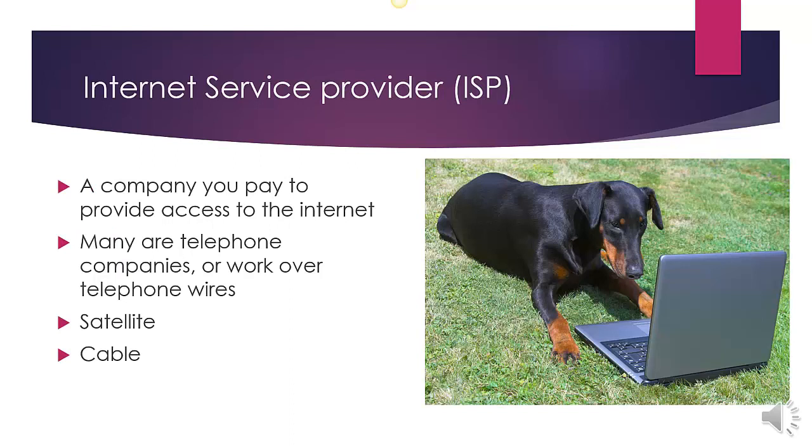You're going to need a few things to be able to get online. First, you'll need an internet service provider, shortened to ISP. And that's the company that you pay to provide you access to the internet. Many of these internet service providers are telephone companies or work over telephone wires, though they can also be cable companies or other telecommunications companies. Originally, it was a separate company like AOL, Prodigy, CompuServe, but today your big players are AT&T, Comcast, Charter. There are other types of internet you can get as well.